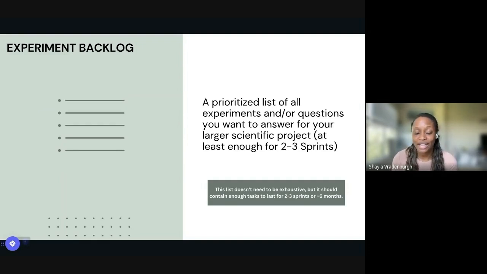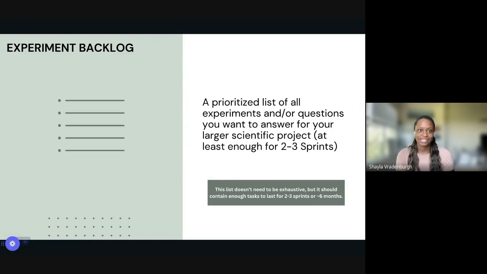And so what this actually can be used for instead is just keeping track of maybe roughly 6 months of work that you want to get done. So if you have enough things on your experiment backlog to be thinking about for your project for roughly 6 months, that's plenty. And then as you get closer to the end of a project, you can flesh out much more in detail everything that needs to get done to finish that project.